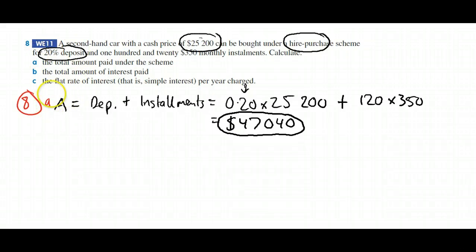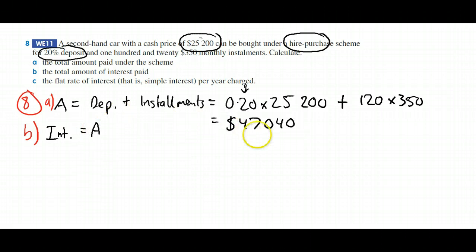The total amount paid, $47,040. In part B, we have to work out the total amount of interest paid. Well that's easy, because the total amount of the interest equals the amount we actually pay, which was this, minus the cash price, or let's say, the normal price.